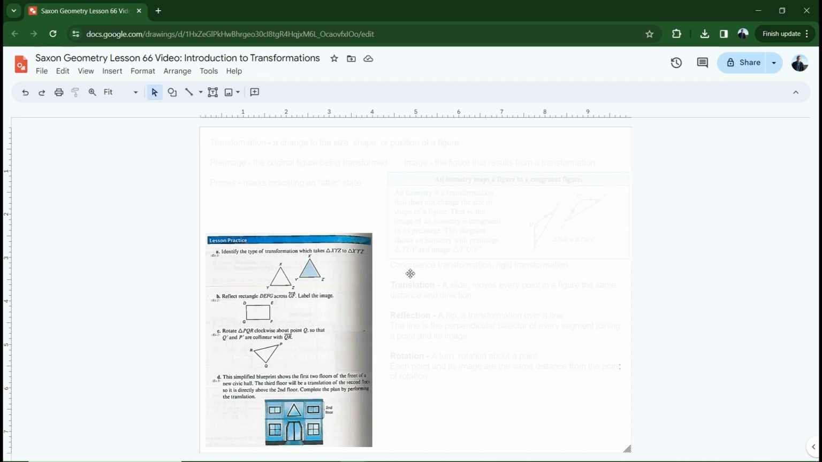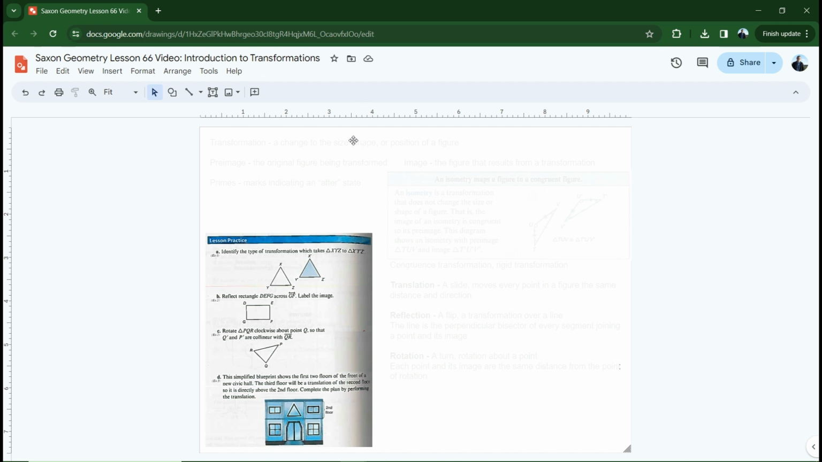Okay, there are three types of transformations. You're used to seeing them. Along with their complicated geometry names, they have really obvious everyday names that we refer to them as. I think you're going to find that this is a pretty easy lesson.